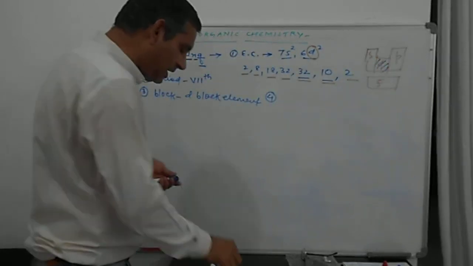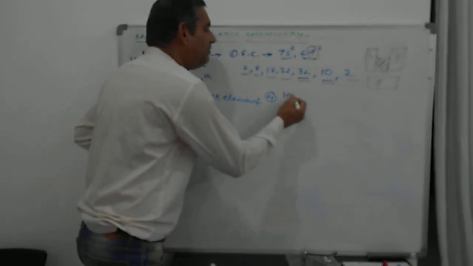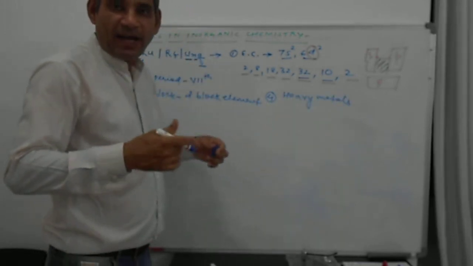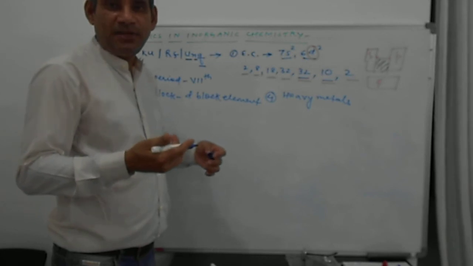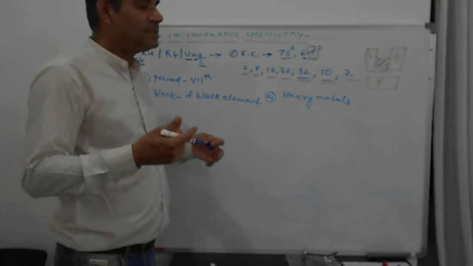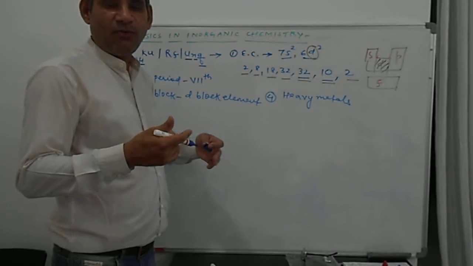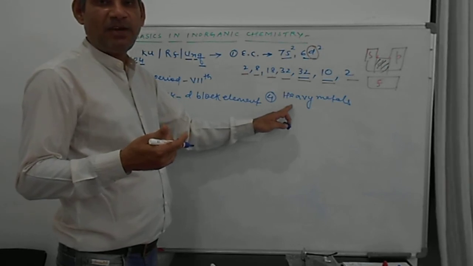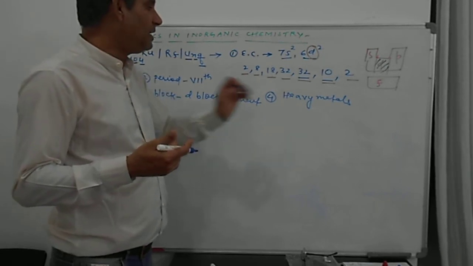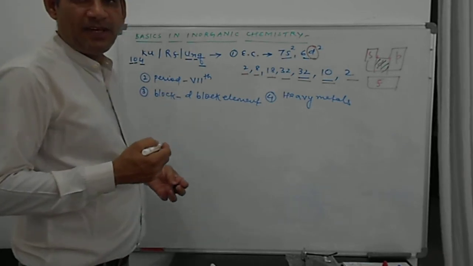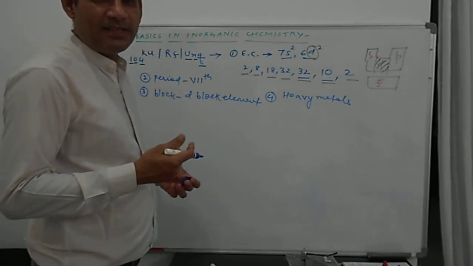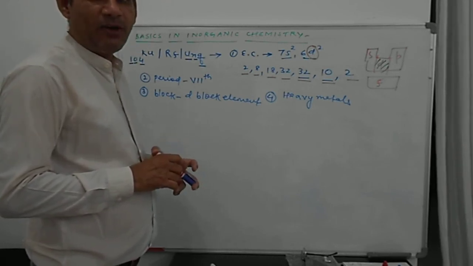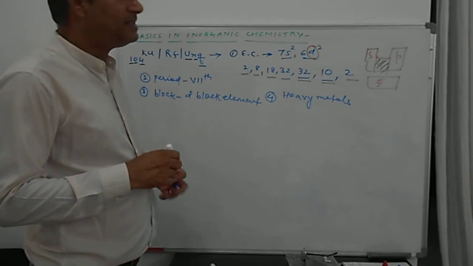Why are D block elements called heavy metals? D block elements are called heavy metals because their density is very high. Why is their density high? Their density is very high because their volume is low. Since their volume is low, their density will be high. Since their density is high, that's why D block elements are mostly heavy metals. The densest is iridium, and the second densest metal is osmium. Iridium, 77, is the densest metal, and osmium, 76, is the second densest metal.